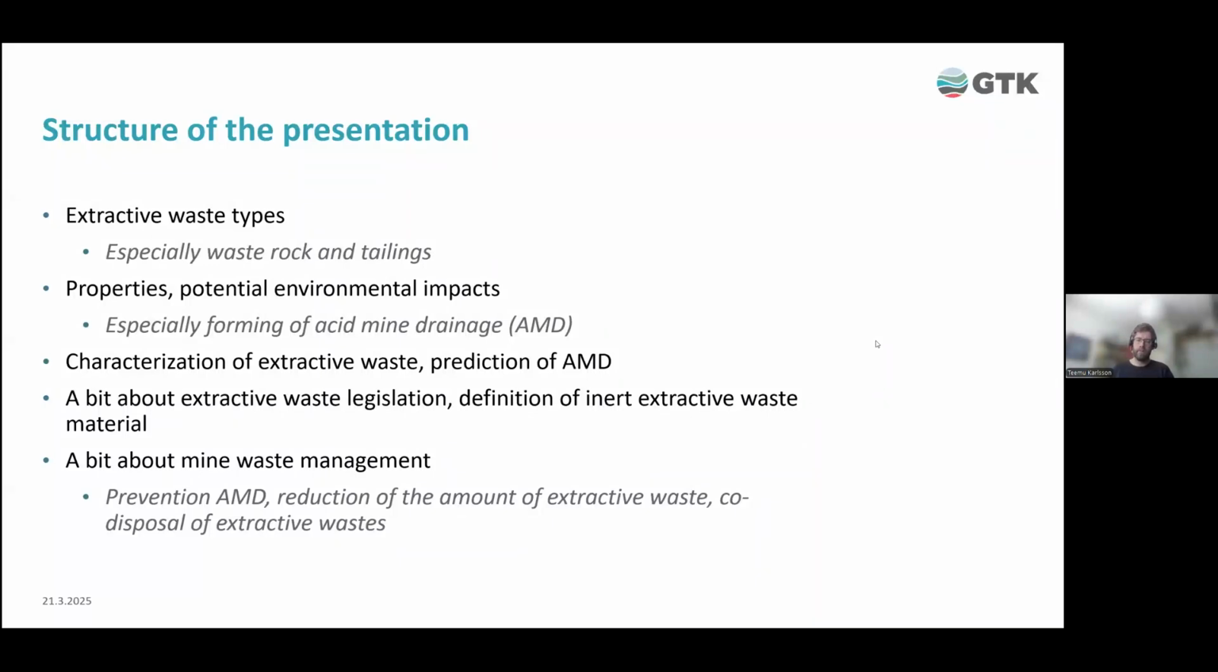So, well, this 20-25-ish minutes is a bit short time to very thoroughly go through all the topic, but I'll shortly present the extractive waste types, especially waste rock and tailings, as they are the main ones. A little bit about their properties and potential environmental impacts, concentrating especially on the forming of acid mine drainage. Then I'll tell a little bit how to characterize different waste types and basically how to predict the formation of AMD.